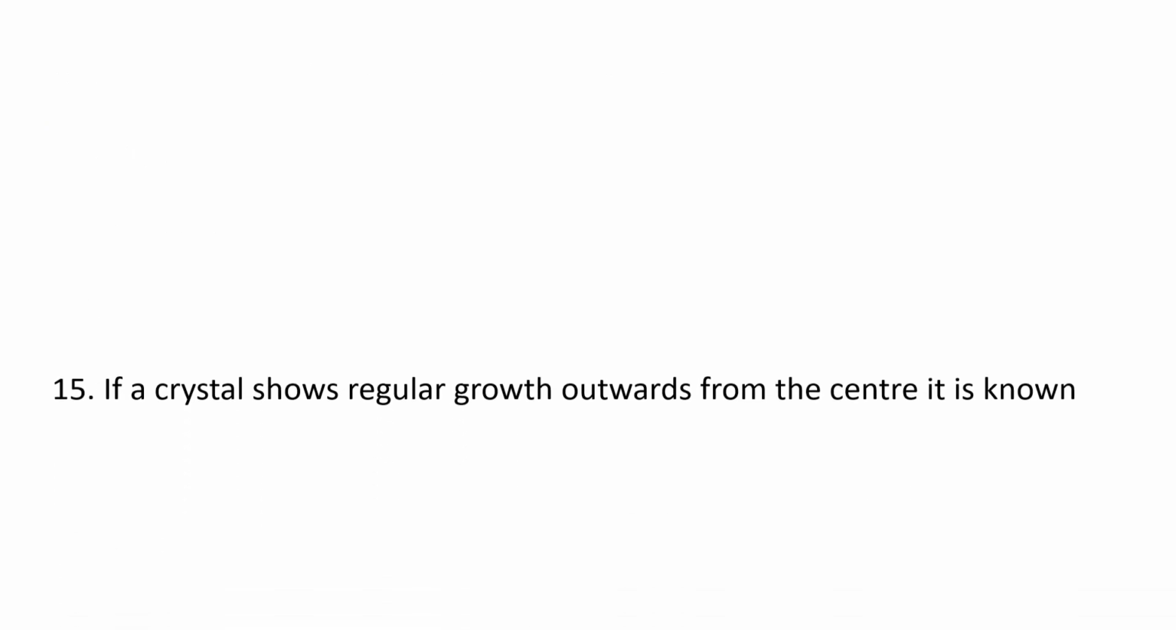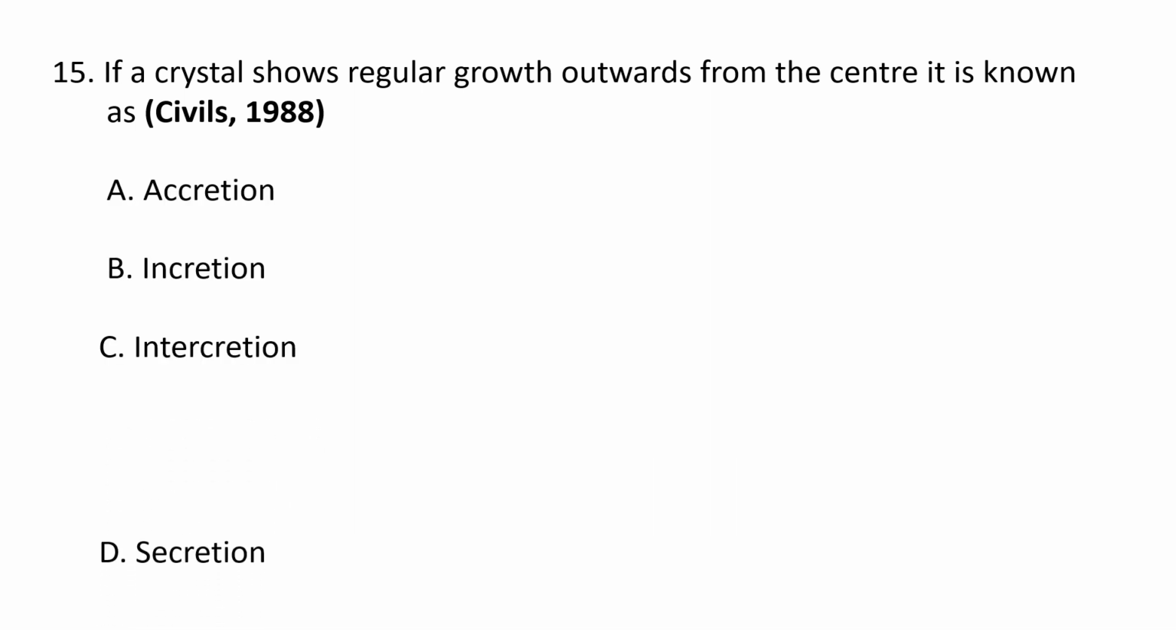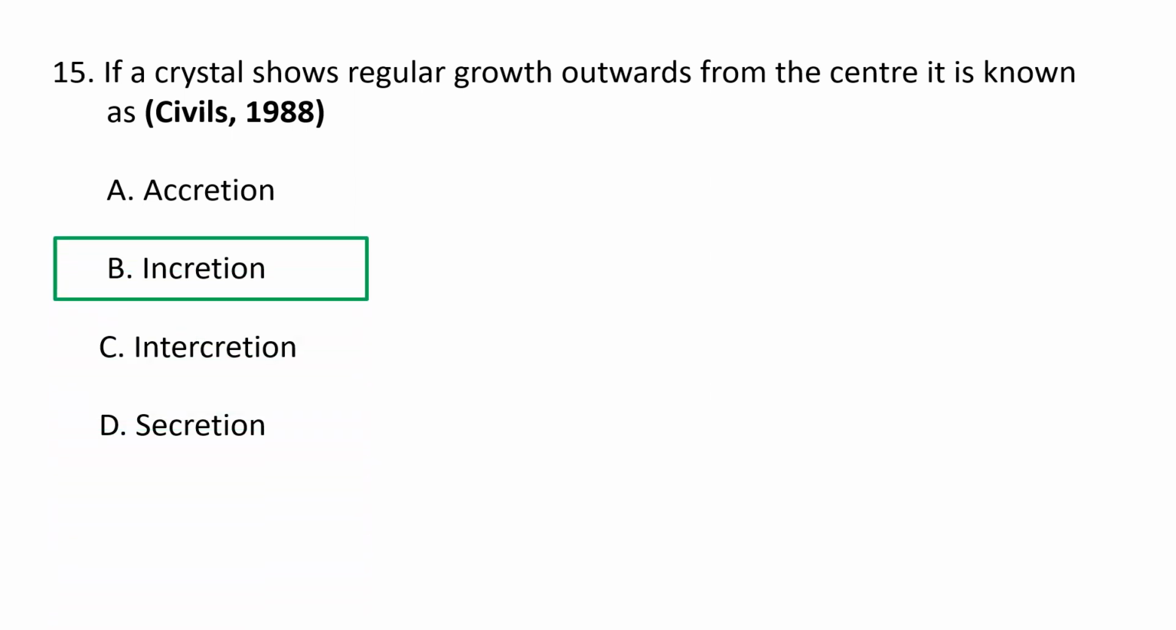Next question. If a crystal shows a regular growth outwards from the center, it is known as A, accretion, B, incretion, C, intercretion, and D, secretion. So what is incretion? If a crystal or a mineral shows regular growth outwards from the center, that means it develops from the center towards the outside. So that's why this is known as an incretion. B, incretion is the correct answer.